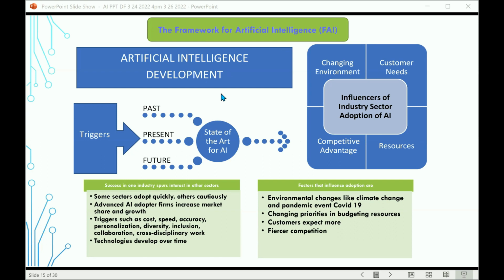Technologies develop over time also. So then we have the environmental changes like climate change and pandemic, changing the priorities in a budget. We go through that a lot. Customers expect more and fiercer competition.